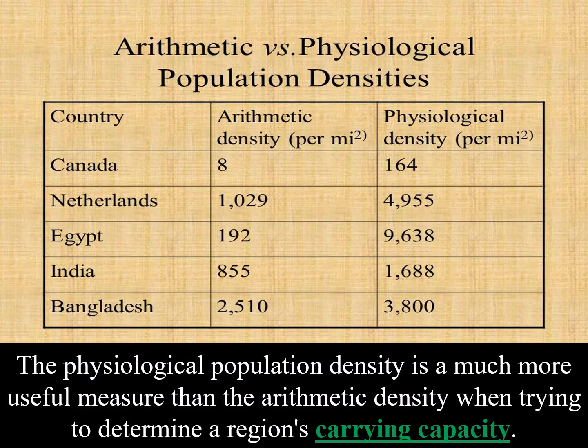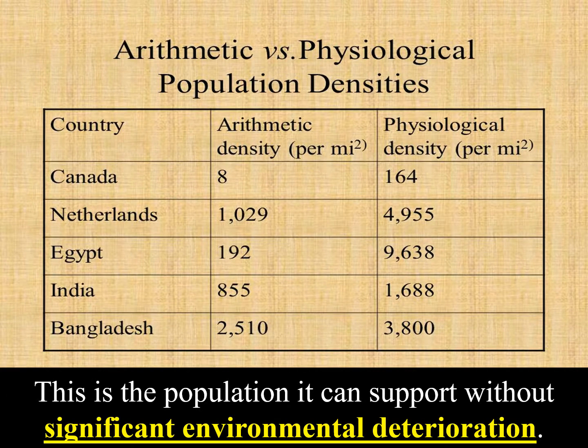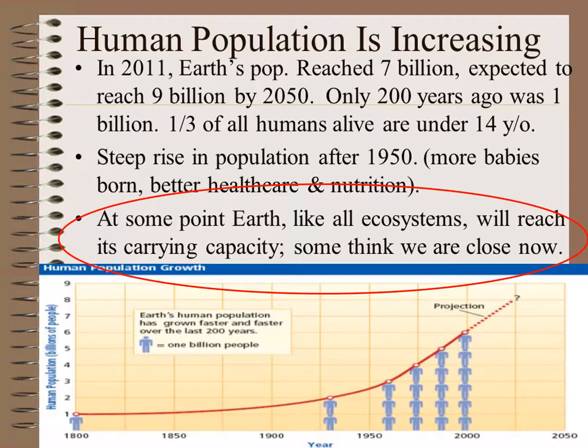The physiological population density is a much more useful measure than the arithmetic density when trying to determine a region's carrying capacity. Carrying capacity is the amount of population a piece of land can support without significant environmental deterioration. As human population continues to grow exponentially, at some point, Earth, like all ecosystems, will reach a carrying capacity if we don't slow down our population.